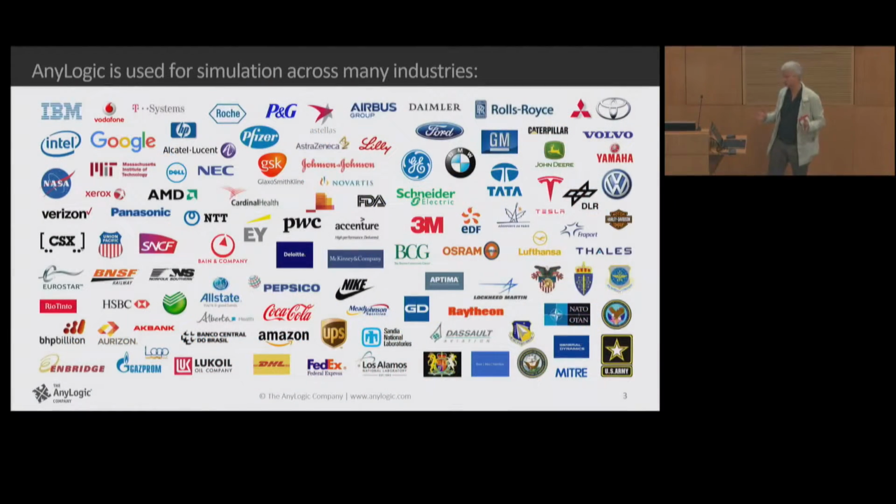Now, if you look at the industries that are using AnyLogic, we are a general purpose tool. We do have some libraries supporting particular verticals, but we're really used across many industries. And you can see from banks, insurance companies, all the way to mining, from railroads to military, etc.